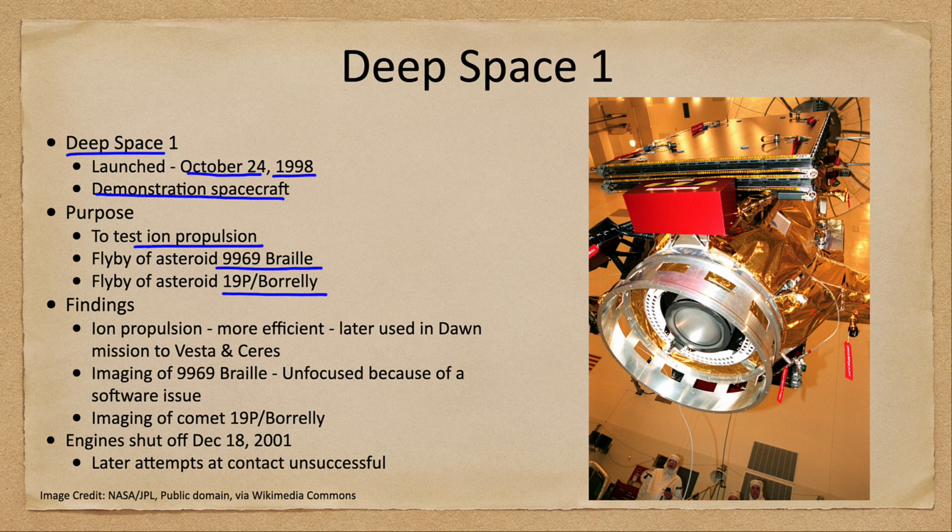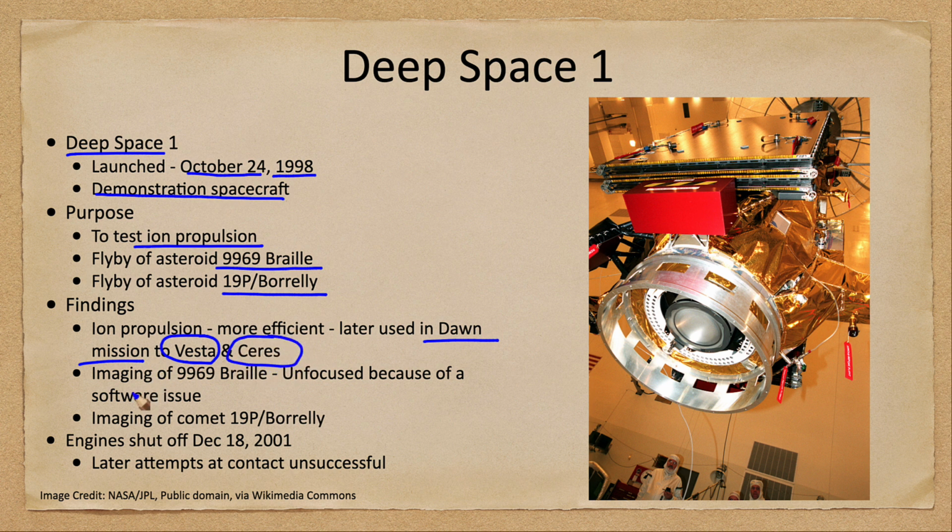So that's one of the trials that was used, which seemed to work pretty well, and then was later used in the Dawn mission. Now, the Dawn mission visited two objects in the asteroid belt, the asteroid Vesta and the dwarf planet known as Ceres.